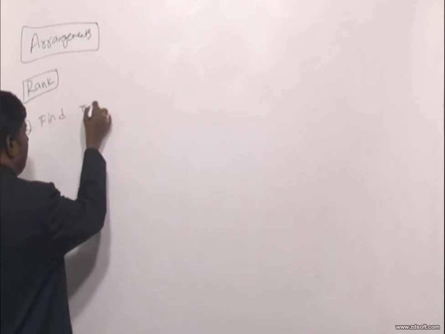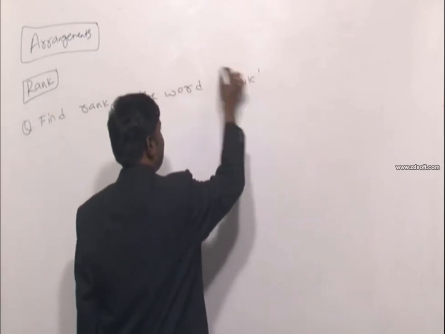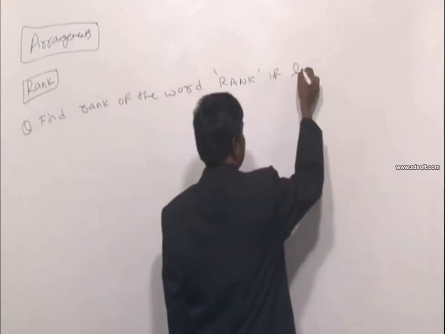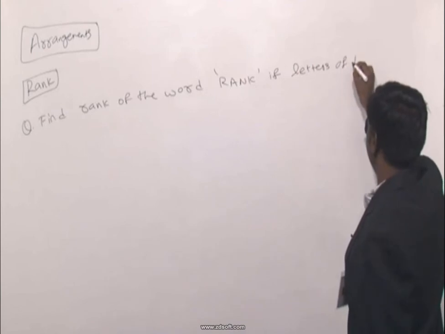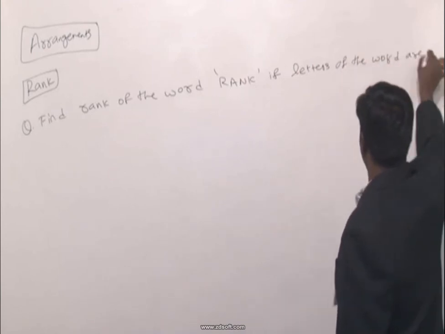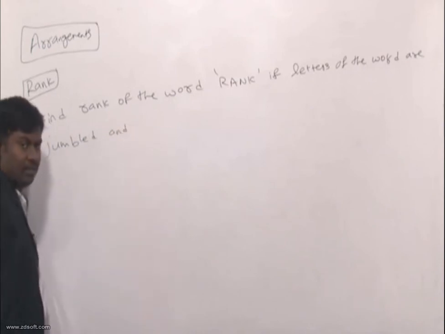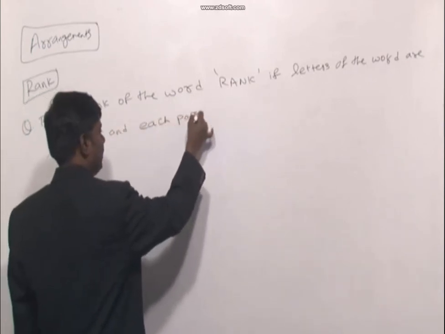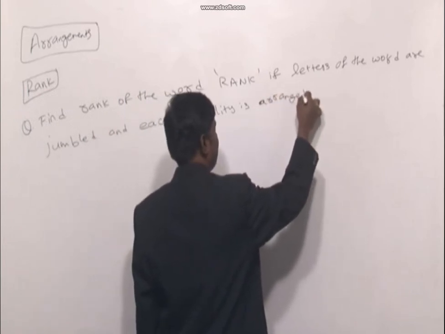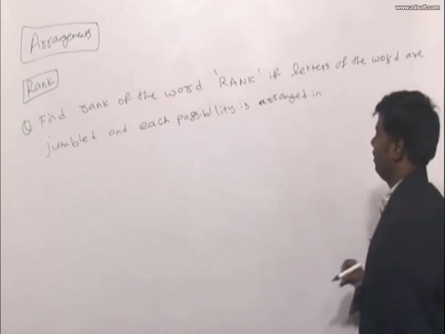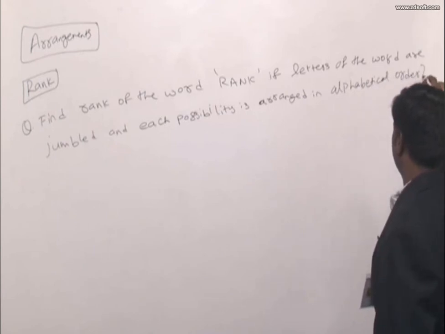Find the rank of the word rank if the letters of the word are jumbled and each possibility is arranged in alphabetical order. Try this problem.